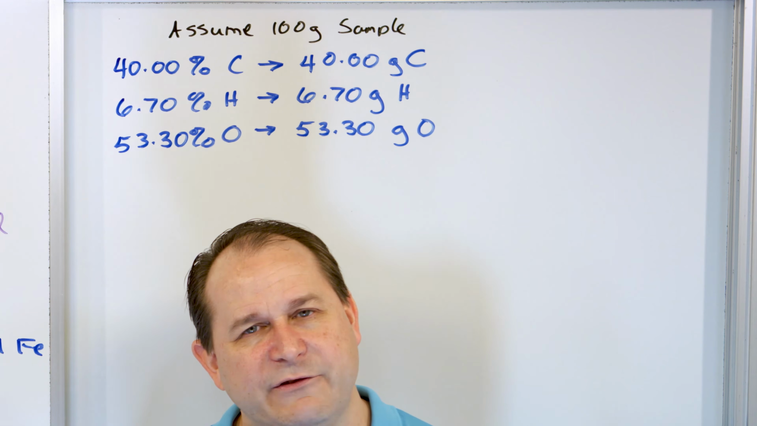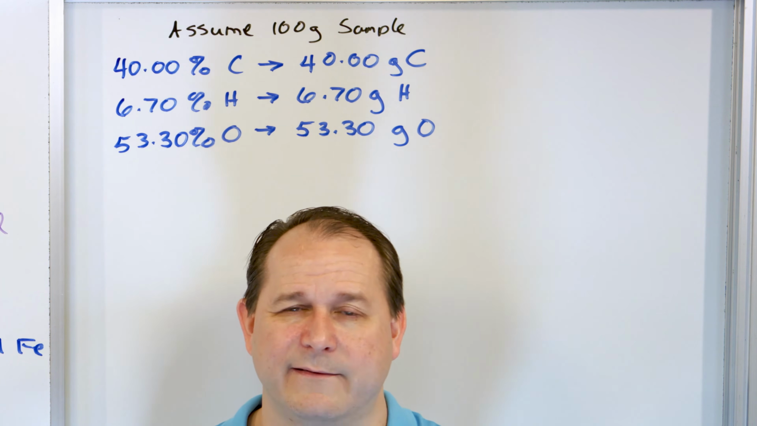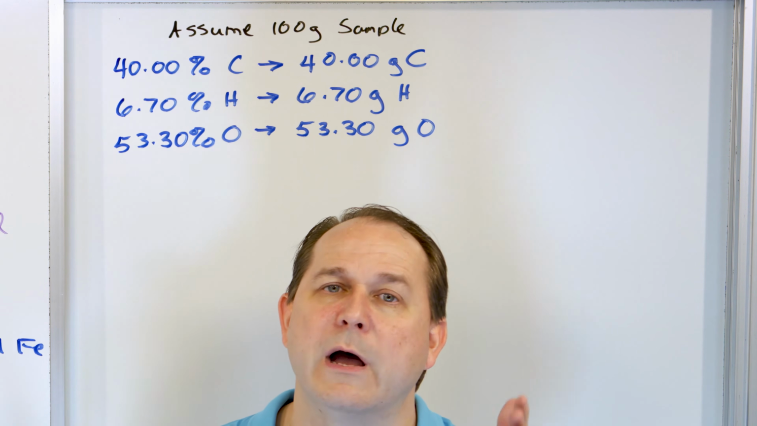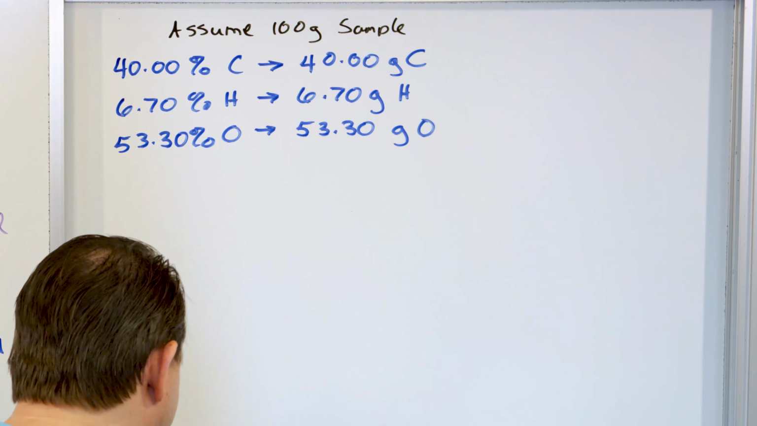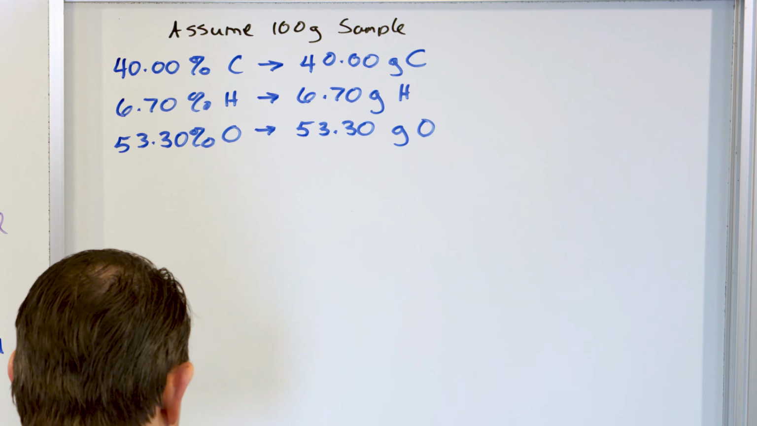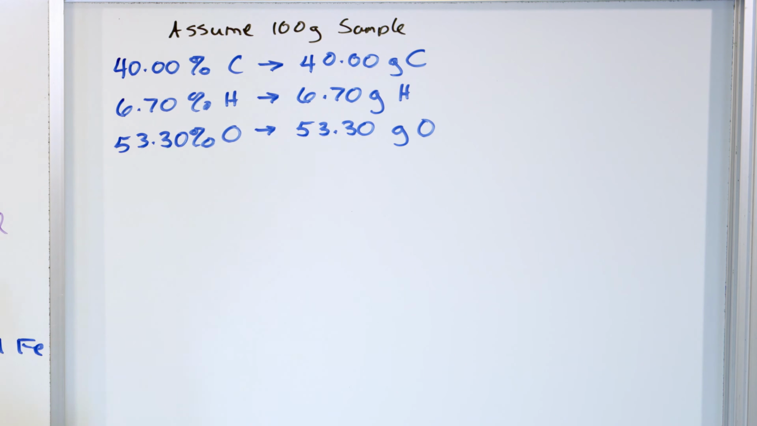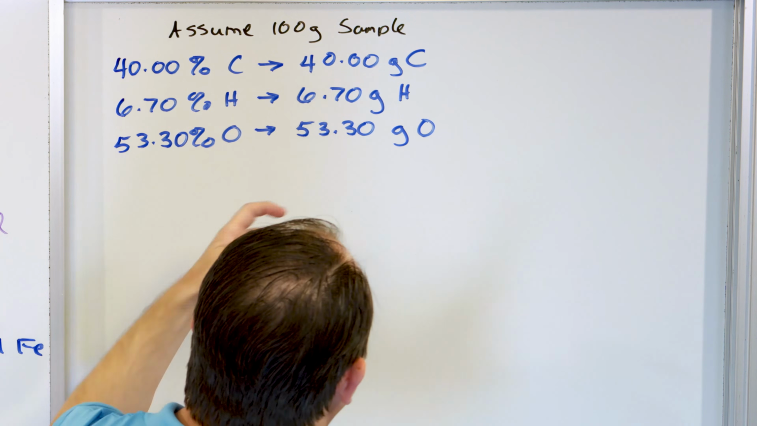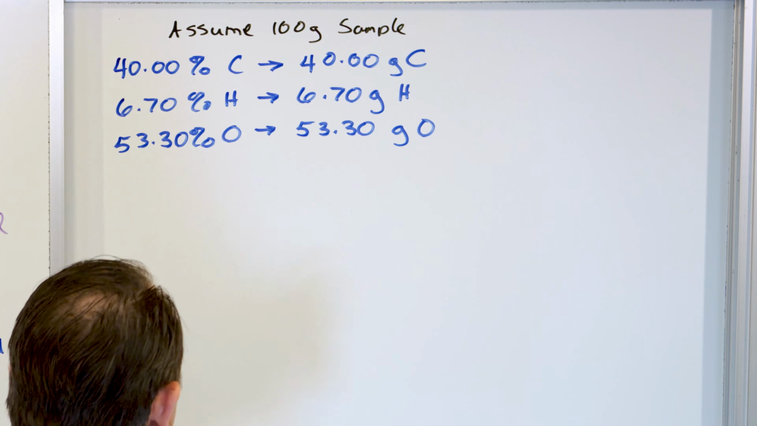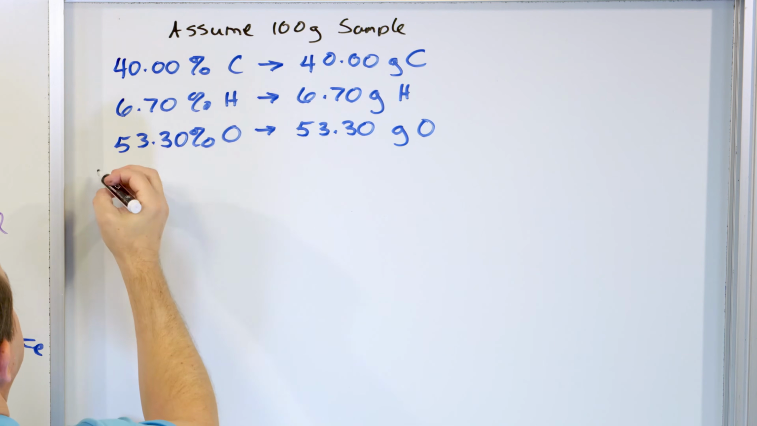So I give you percentages. It's very easy to get grams. That's the bottom line. Make your life easy. Assume a 100-gram sample. Now I know the grams of each species involved. Now, can I just do the ratio, the mole ratio with these grams? I can't, because mole ratio is what I need. So I have to convert these to moles.